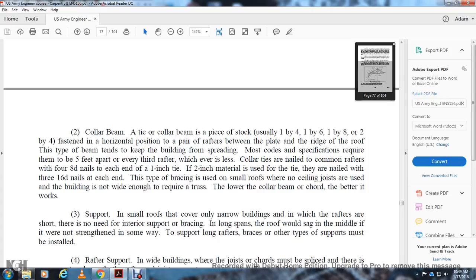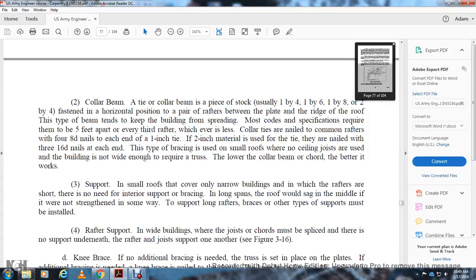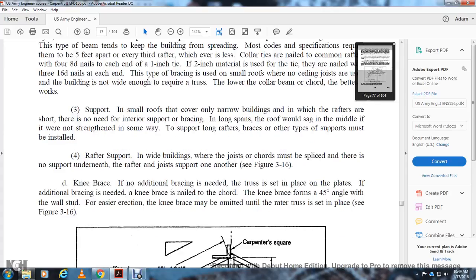For the edge, each end of the tie, bracing with a small roof with no ceiling joist, or where the building is not wide enough to require a truss, the lower collar beam is the better of the works. A small roof covering only a narrow building, where rafters are short, has no need of interior support bracing. A long span roof may sag in the middle and must be strengthened in some way to support the long rafters. Braces or other types of supports must be installed.